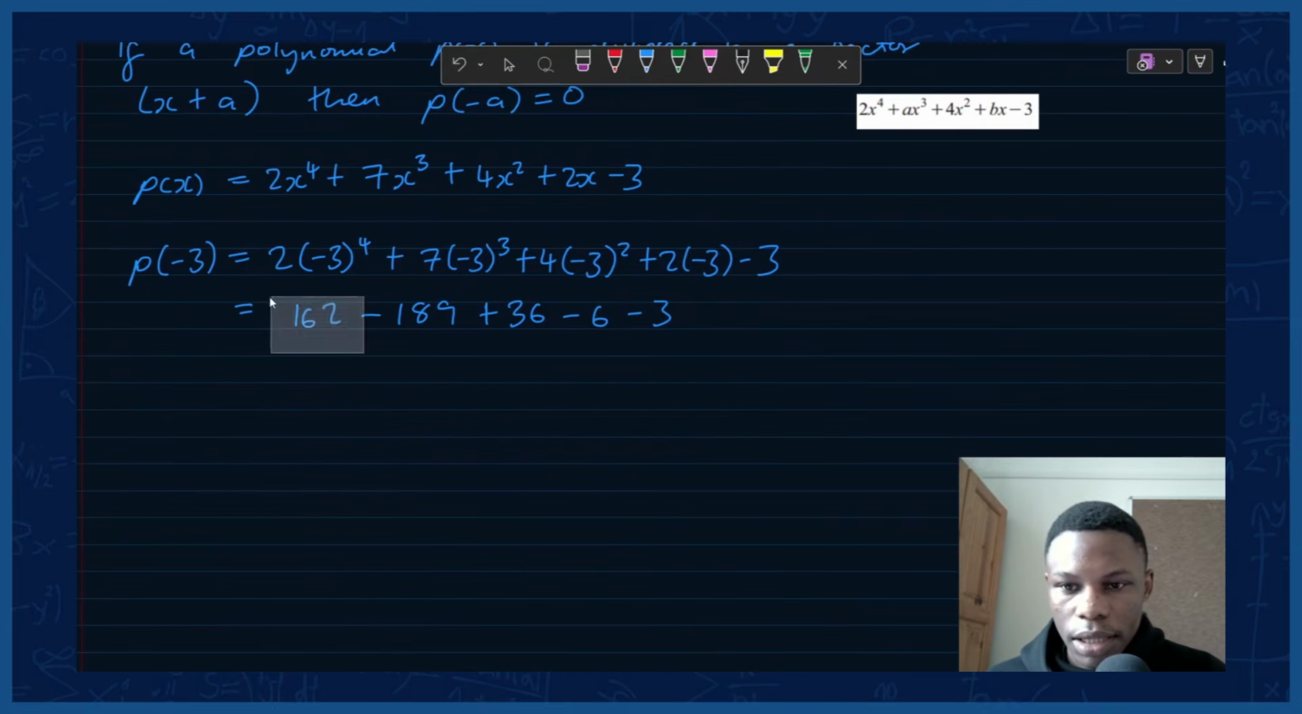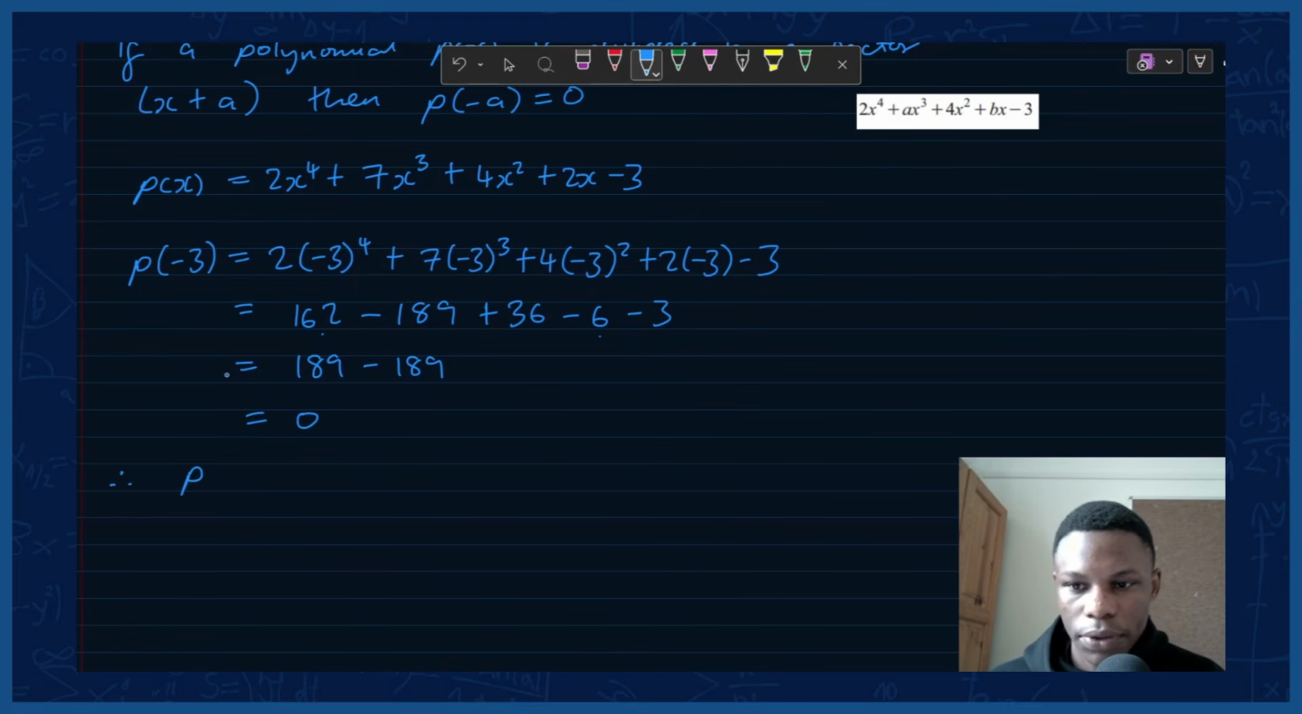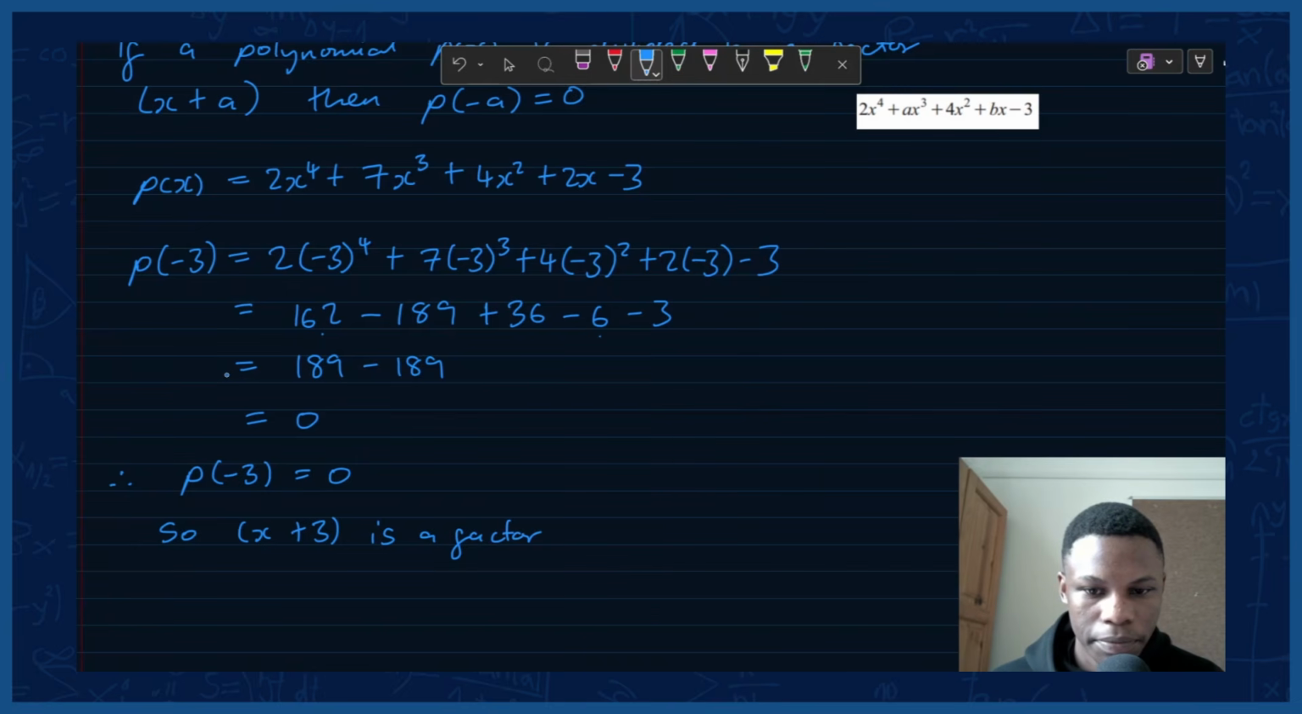Okay. Let's add everything else here and just make sure that it gives us 189. So 162 plus 36, minus 6, minus 3. Yep. That's 189 minus 189, which is indeed 0. Okay. And we can conclude. Therefore, p of minus 3 is equal to 0. So x plus 3 is a factor of p of x. And that's going to be our final answer.